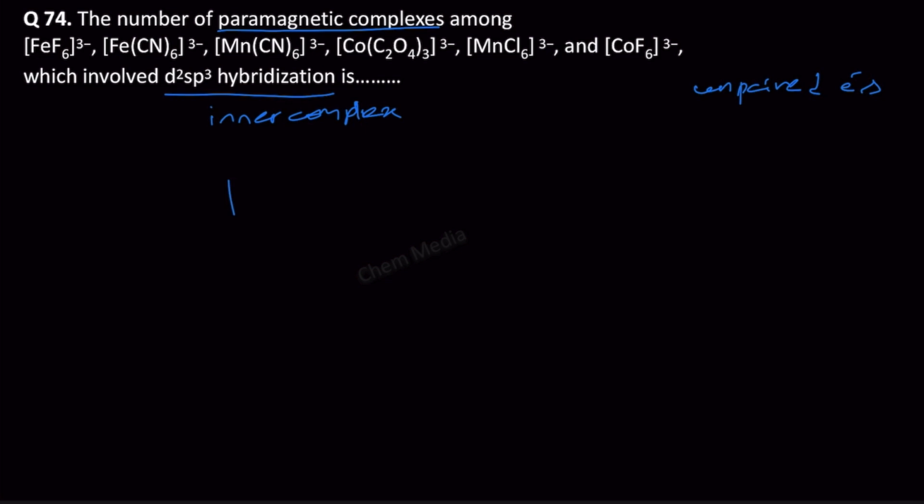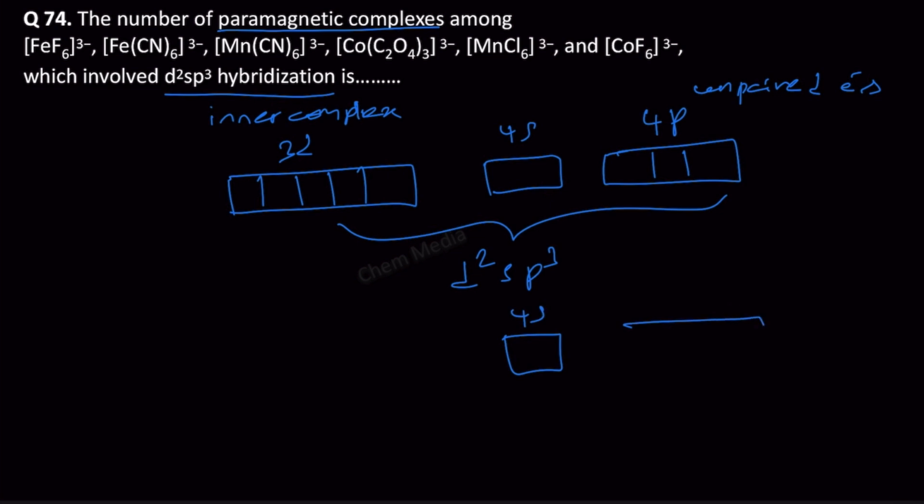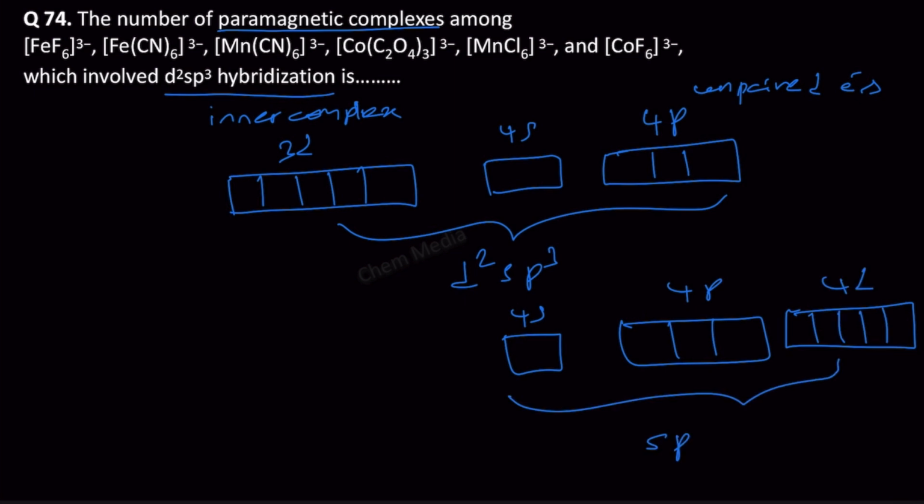So let me write it this way. Let's say this is 3d and then 4s and then 4p. So if the hybridization is this way, d2sp3, then we can say it is an inner complex. On the contrary, if the hybridization is this way, 4s, 4p and then 4d, sp3d2, then we have to call this an outer complex. This is outer complex, this is inner complex.